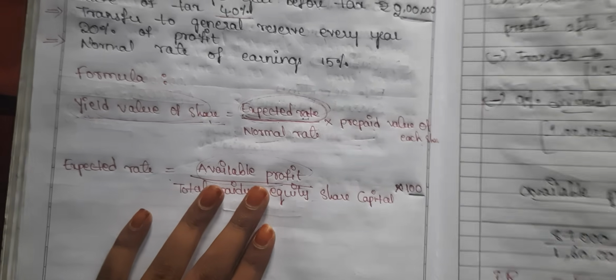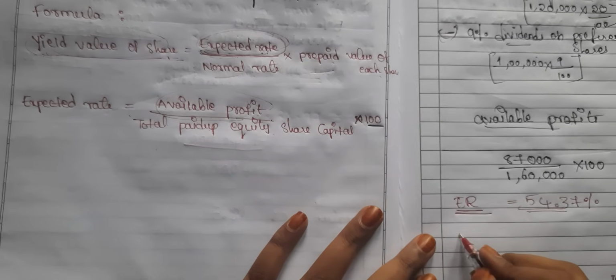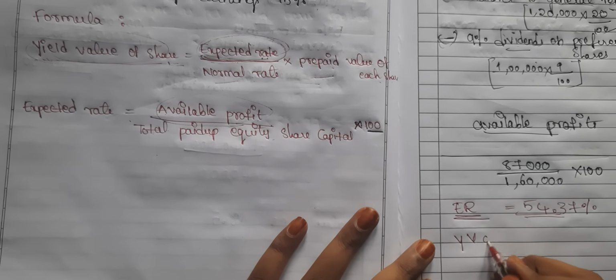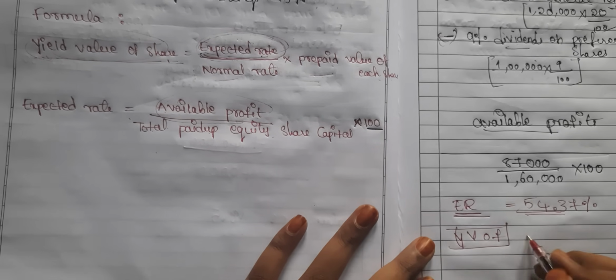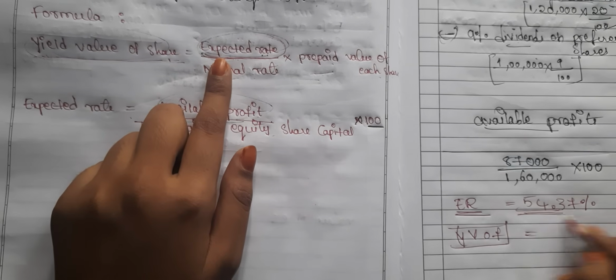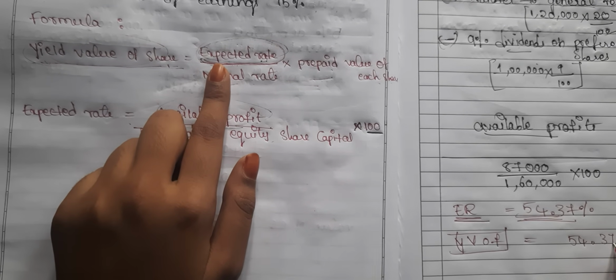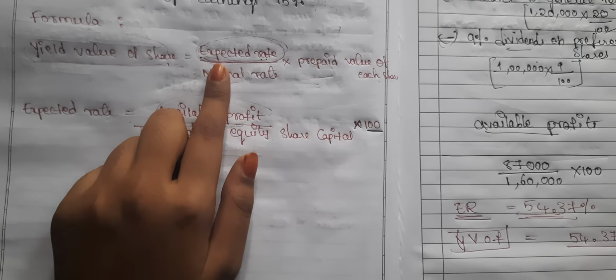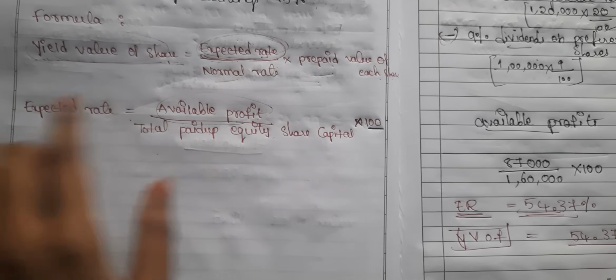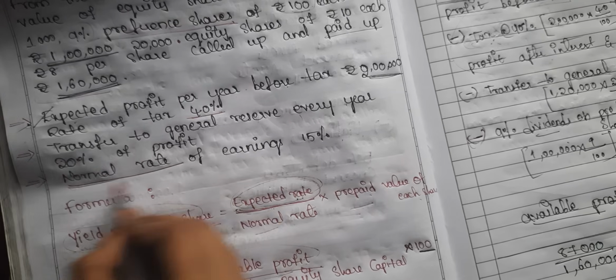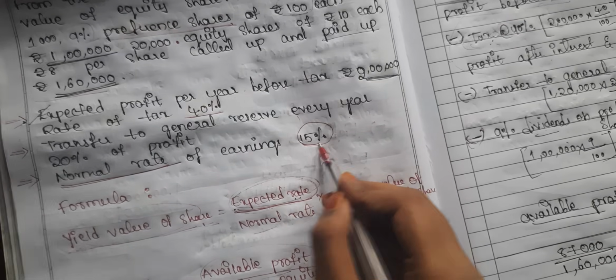Expected rate, how much is the expected rate, ma? Here yield value we are finding, yield value of share. In short form I am writing. So expected rate, how much it is? Expected rate 54.37, divided by what it is? Normal rate. How much normal rate they have given you? Normal rate, it is 15.